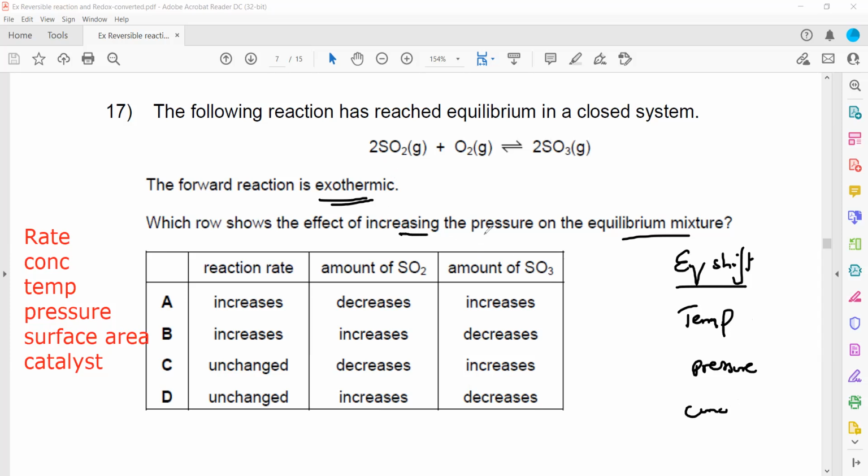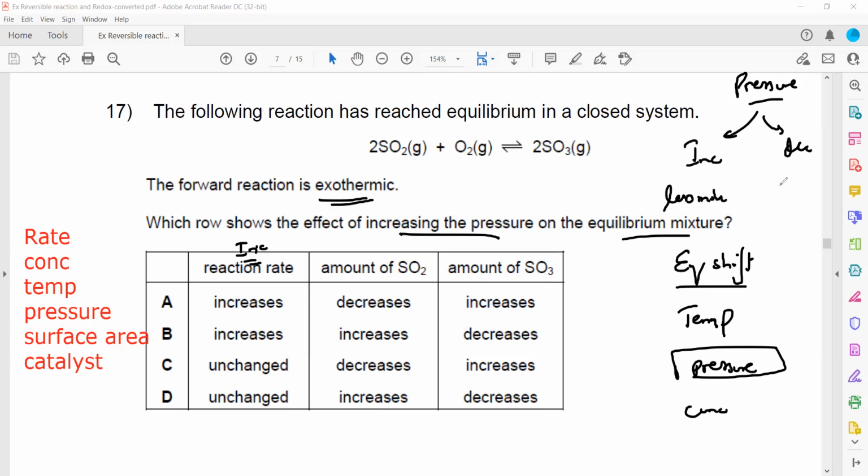So first thing, we're increasing the pressure. Whenever we increase any of these quantities, like concentration, temperature, pressure, surface area, or catalyst, then the rate of the reaction will increase. So first, the rate of the reaction increases. Then how does the pressure affect the shifting of equilibrium? Whenever we increase the pressure, equilibrium will shift towards the side where less moles are there, less particles. And when we decrease the pressure, equilibrium will shift towards the side where more particles are there, more moles are there.